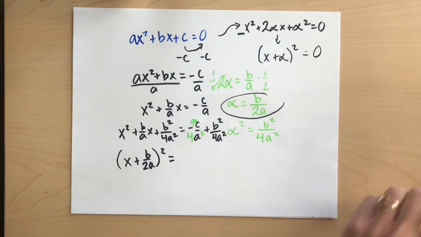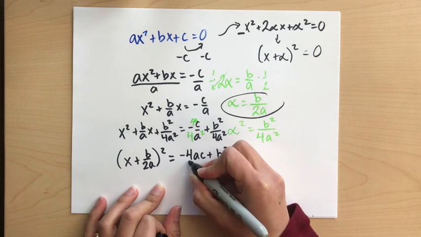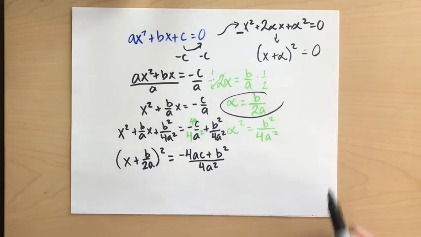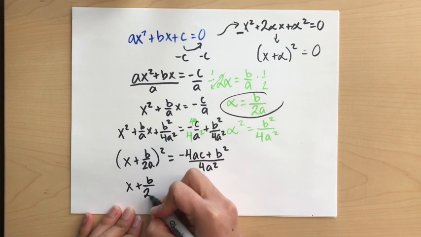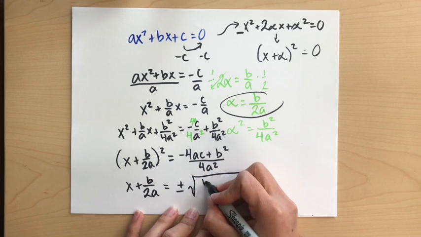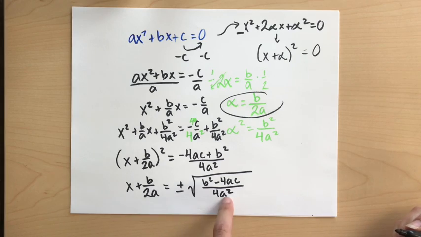Now I'm going to make c over a have the same base as the other one, 4a squared. So I'm going to multiply it by 4a so that both bases will be 4a squared. And then I end up with negative 4ac plus b squared over 4a squared. Okay, then I can take the square root of both sides. I'm going to switch b squared and 4ac. You'll see in a second why.